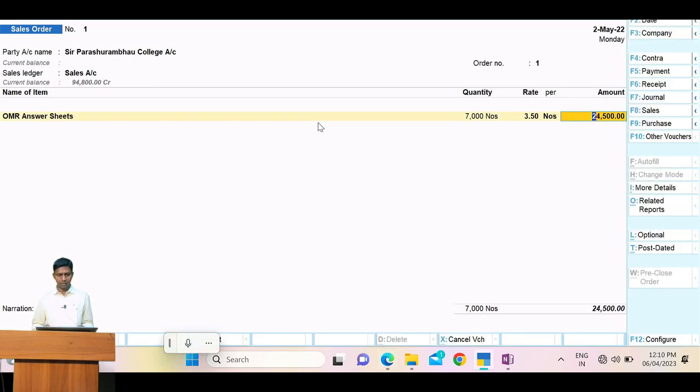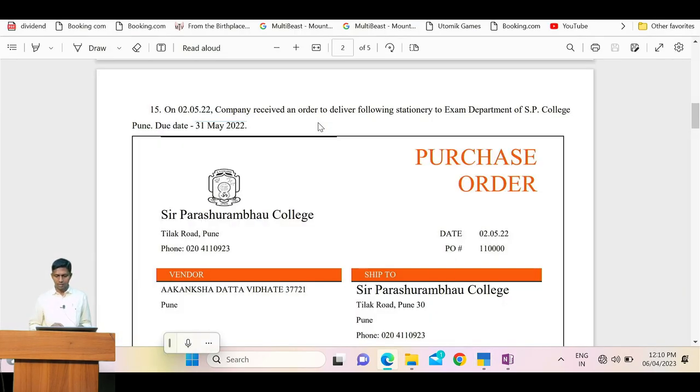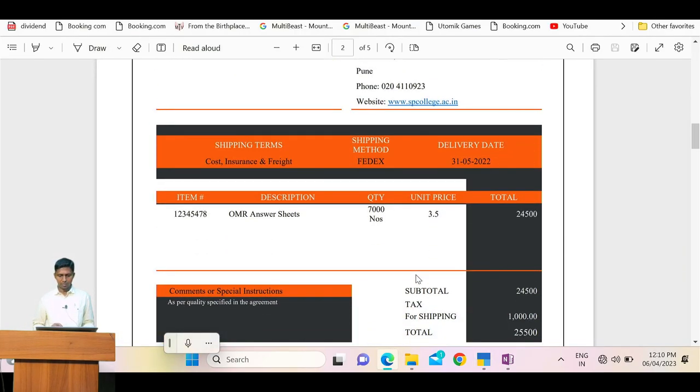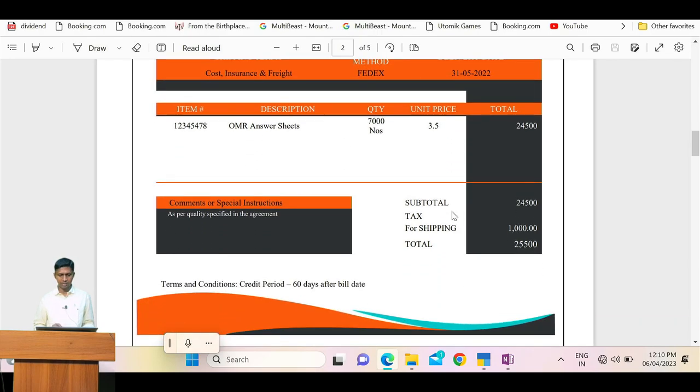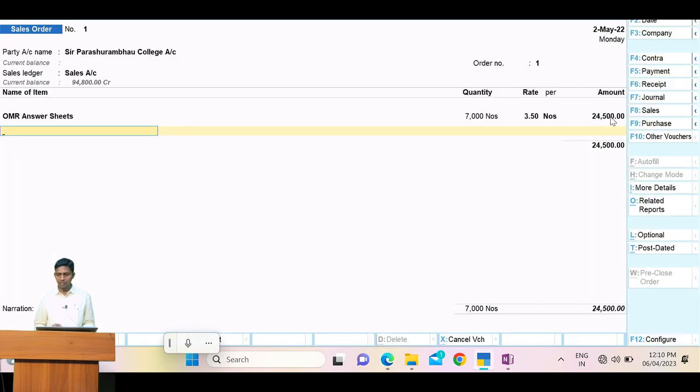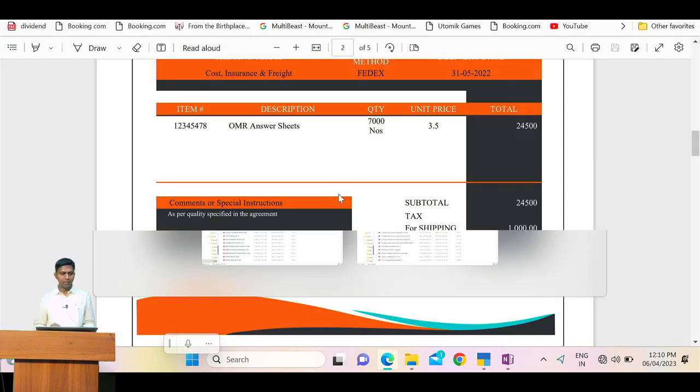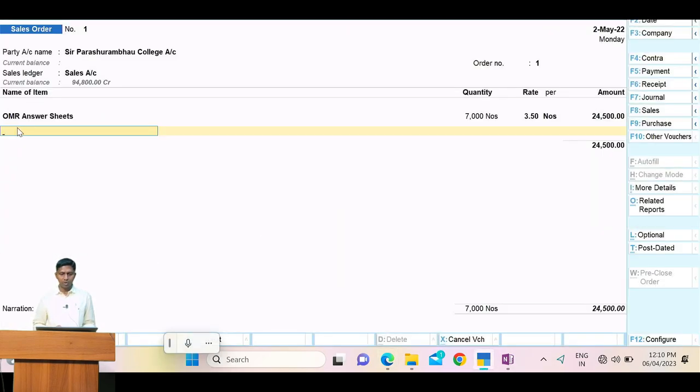Now everything is perfect. Now, anything other than this to read: the shipping charges, FedEx, delivery date is also written, OMR written, 3.5 is written, a term and condition is written somewhere. Now shipping is not yet written. Total 25,500, and then here we got 24,500. Shipping is not an inventory item, you cannot write it in the name of item, correct?